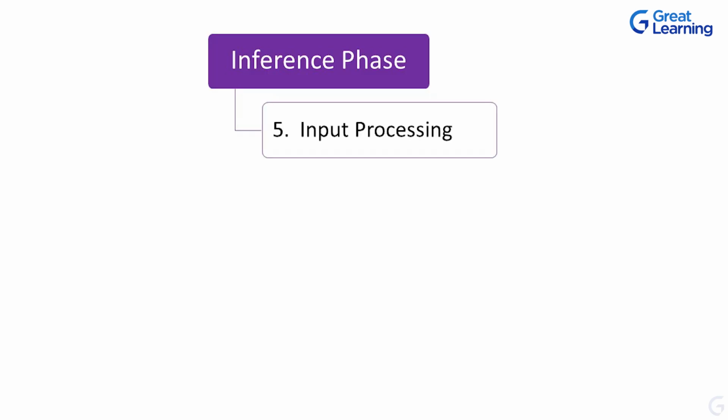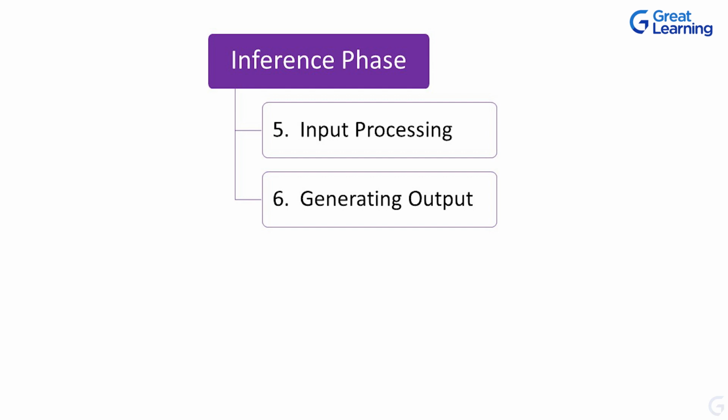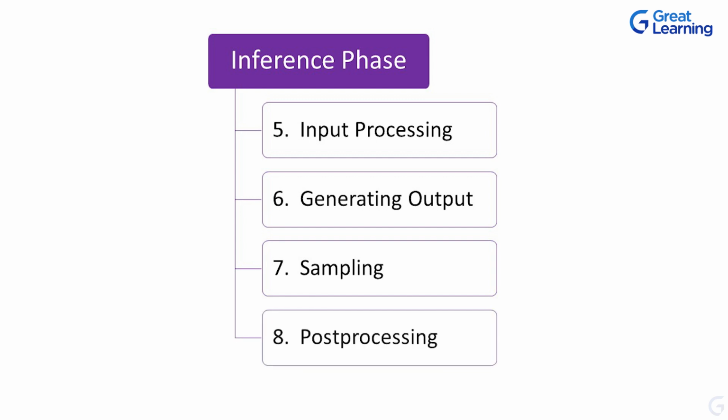Now, coming to the next phase, which is the inference phase. It also has 4 steps. Step 1, input processing. That means tokenizing and converting the input text into embeddings. Step 2, generating output, using the model to predict and generate the next words. Step 3, sampling, which is selecting words from the predicted probability distribution. Step 4, last but not the least, post-processing, which means converting generated tokens back to readable text.